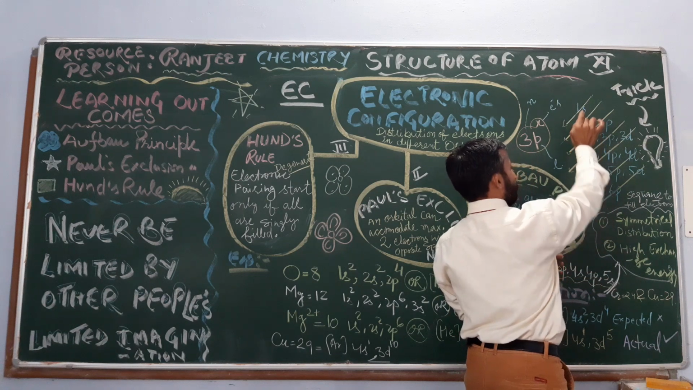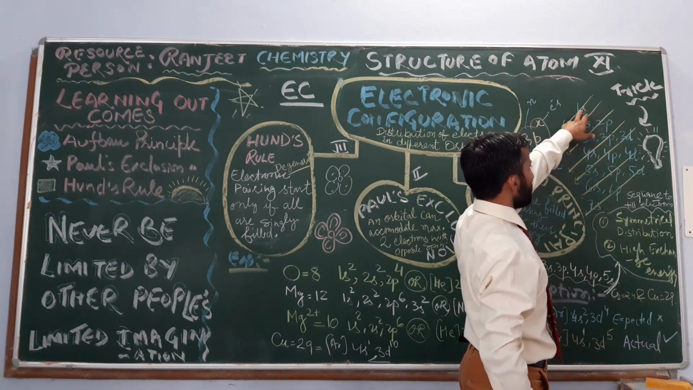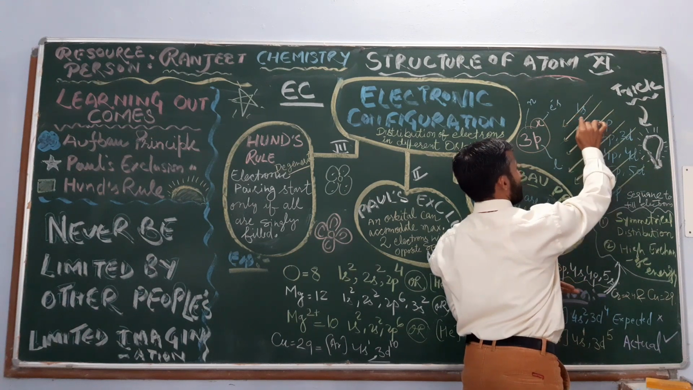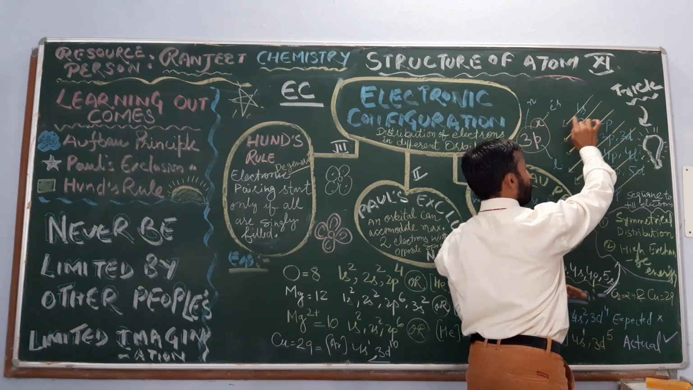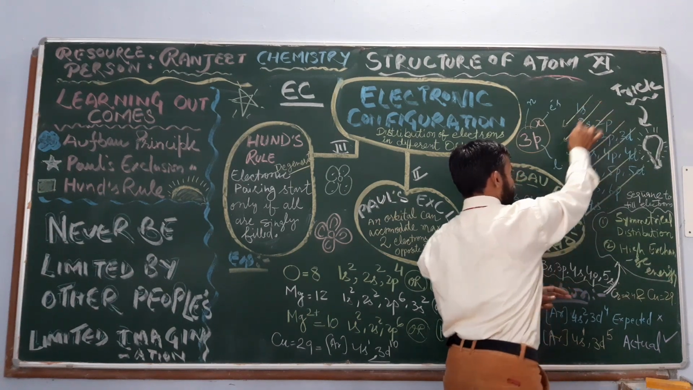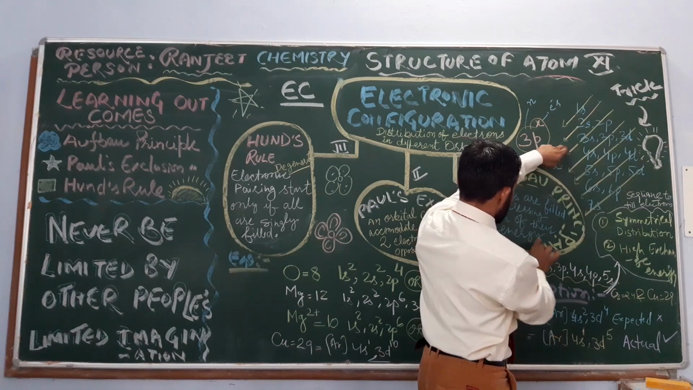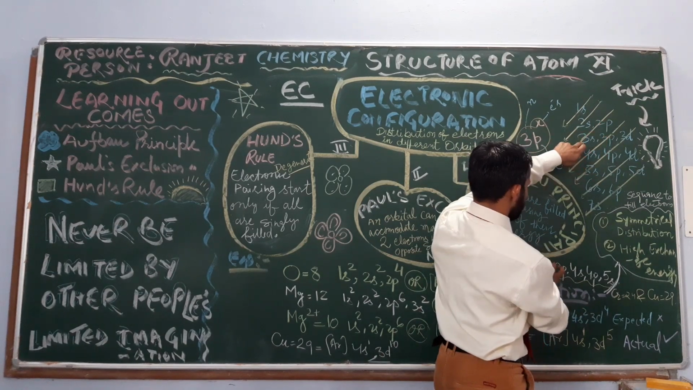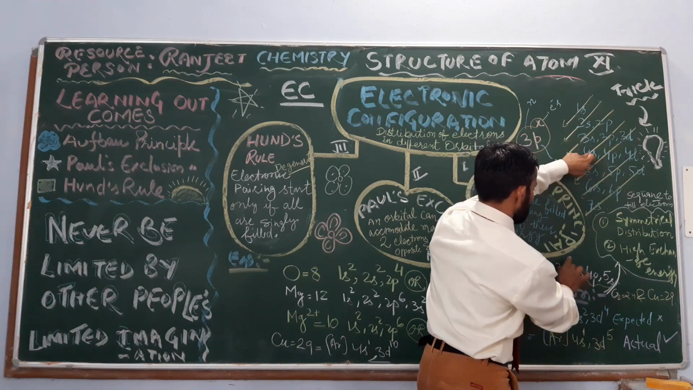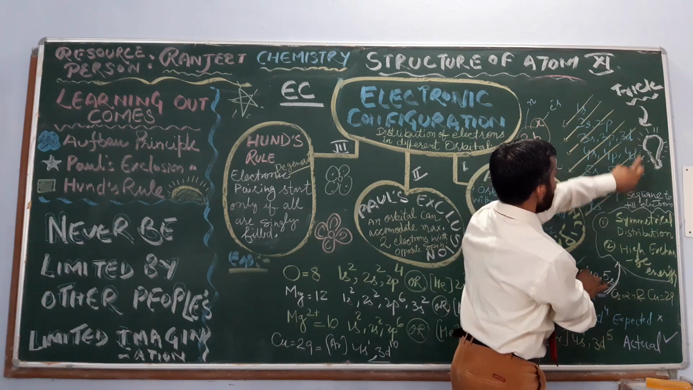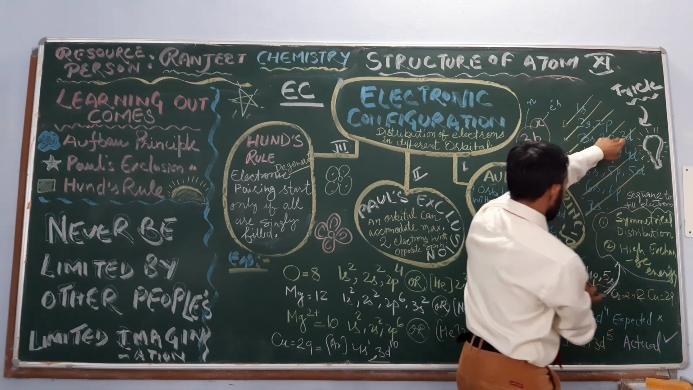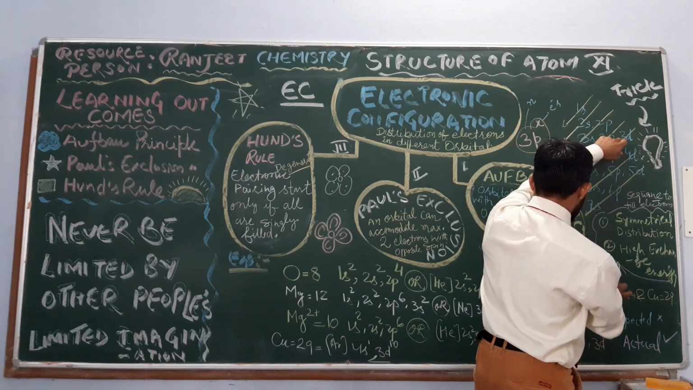Then you will read how it is. Start with 1s, then go back; you will not continue along the same arrow. After the arrow ends, you go again from the tail to the arrow head, like this. 1s, 2s, then 2p, 3s, 3p, 4s, yes, 4p. 3d is there, 4s, 4p, 5s.